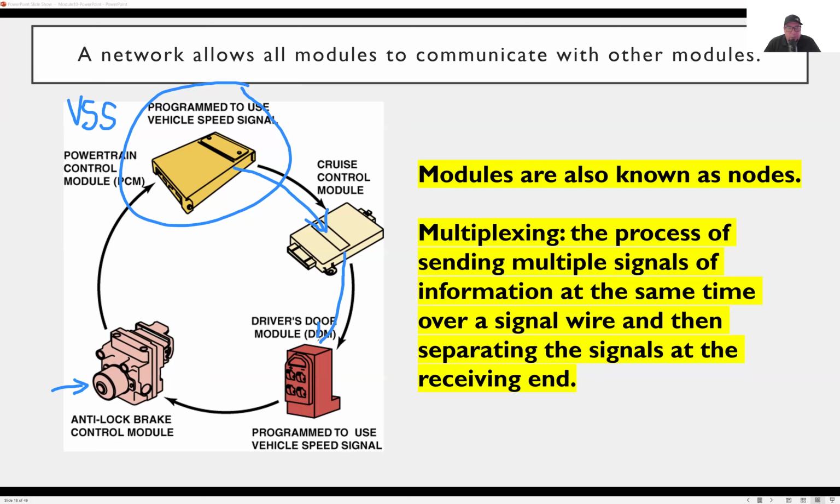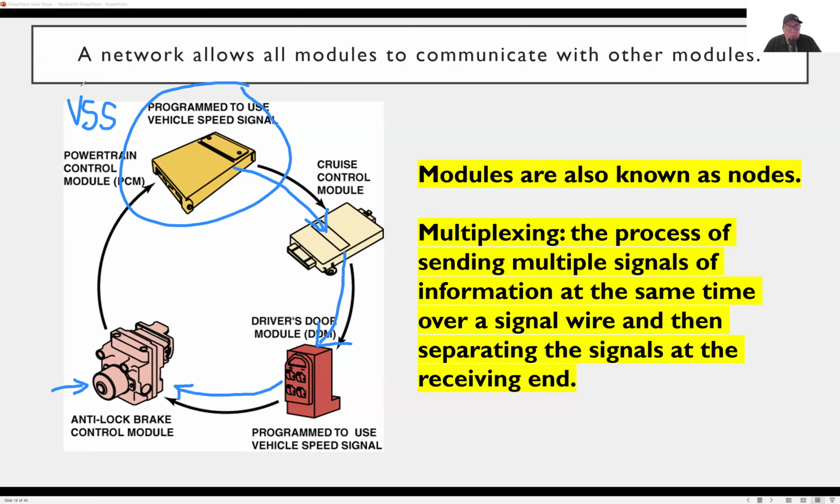Your door module doesn't need it, but it's going to keep sending the signal and the information. But your ABS module wanted it. It was requesting it. It needed it. So it started up here and went through two modules just to get to this one. Again, this is happening extremely fast, the speed of electricity, how fast electricity flows, and how fast these modules can process this information.